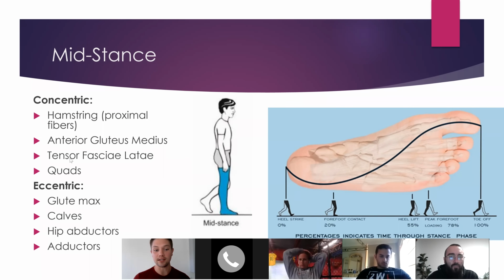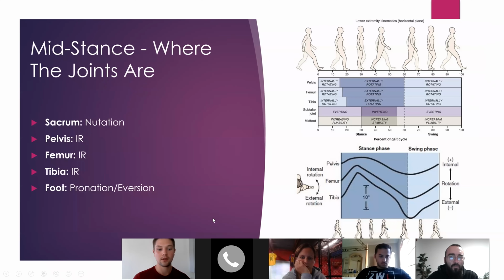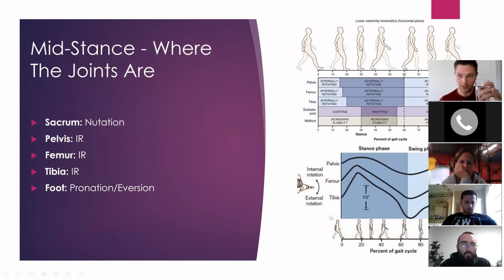The TFL is actually really important for mid stance and internal rotation. So we are loading all of our weight onto this side. So we have to put a lot of force into the ground to stay upright. Think about it like that. So we are in a position up to about 20% of the gait cycle in nutation, internal rotation, pronation of the foot.